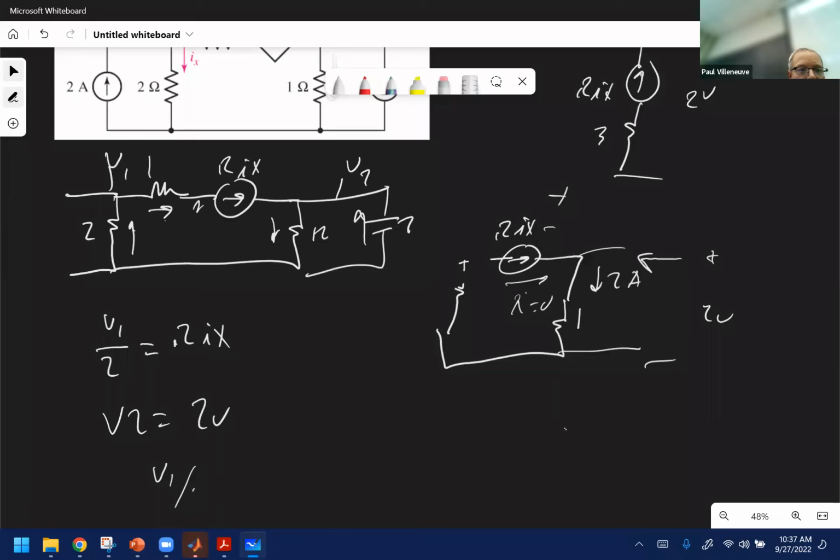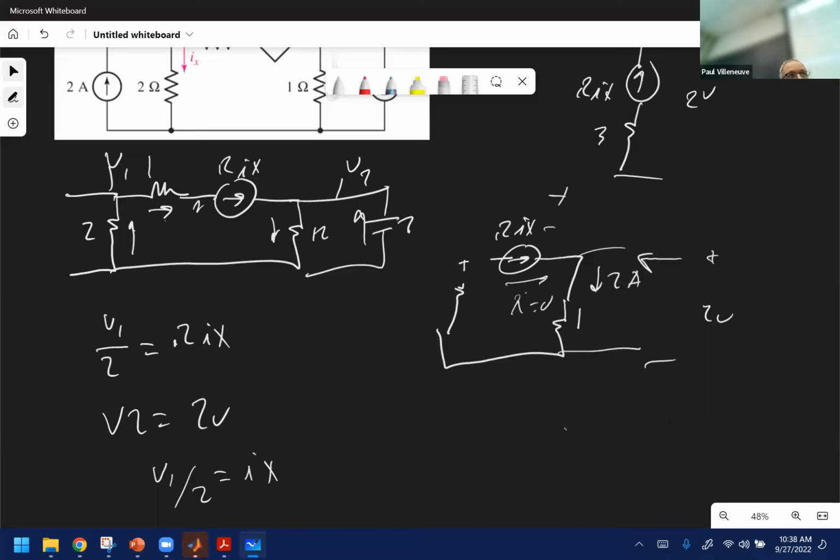So V1 over 2 for this one equals Ix. So yeah, the only way that this equation works is because Ix has to be 0 here. So maybe mesh analysis would be okay, and we would get Ix equal to 0. I mean, if you do nodal analysis at V1 using purely Ix terms, you can do that.